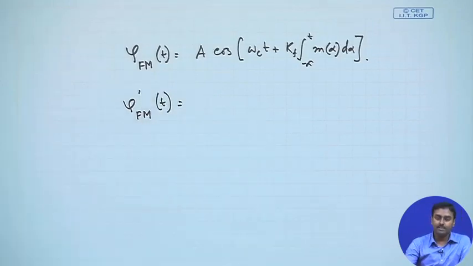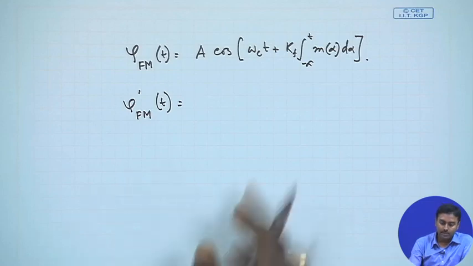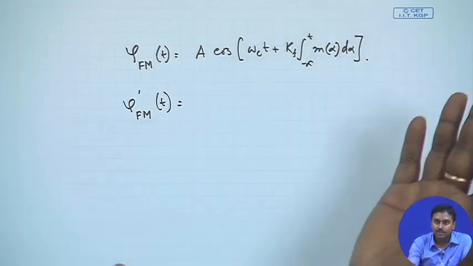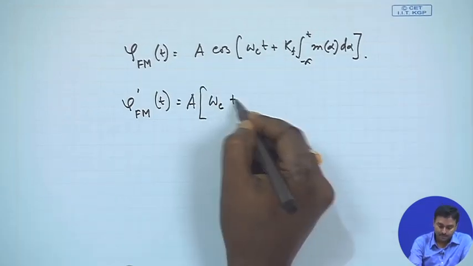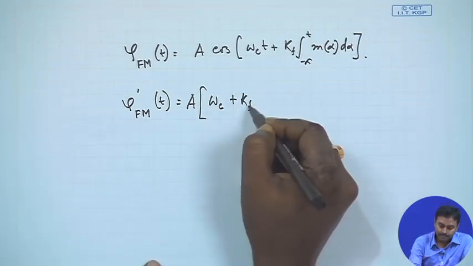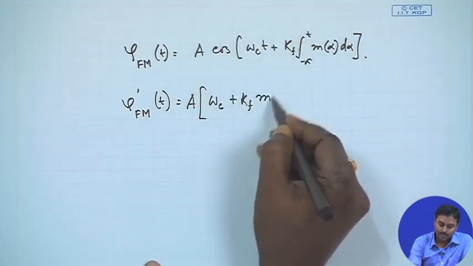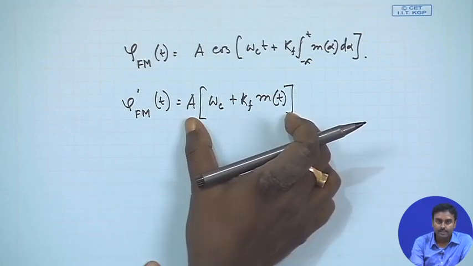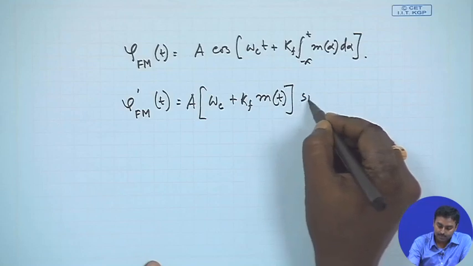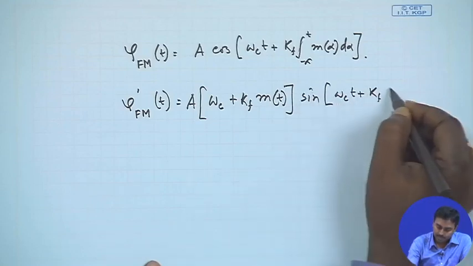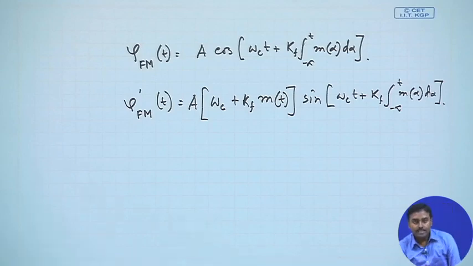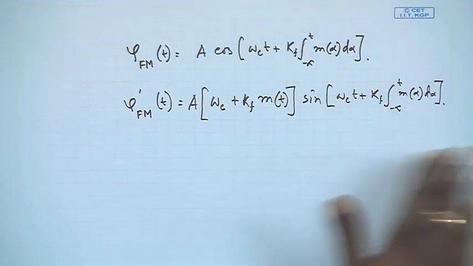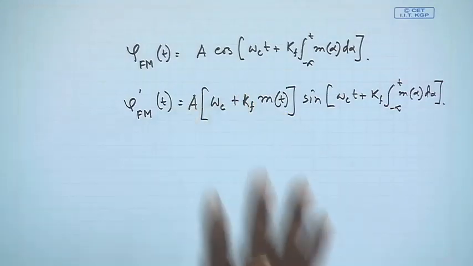What do we get? A simple differentiation. Whenever we differentiate we should use the chain rule. Differentiation of cos must give me sine, and then the inside part also has to be differentiated. The inside part, omega ct, gives me omega c, because I am differentiating with respect to t. And kf is a constant, and differentiation and integration cancel each other, which gives me mt. That is the whole thing that I get after differentiation: minus sine of omega ct plus kf integral of m, multiplied by omega c plus kf mt. So, we can see that if we differentiate the FM modulated signal, it generates another sinusoid, but the whole signal varying part comes into the amplitude.